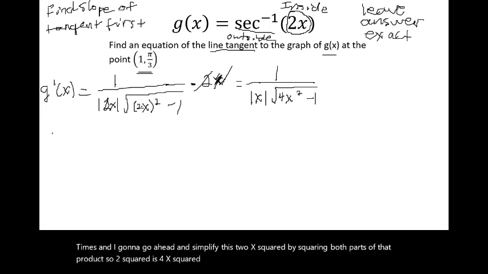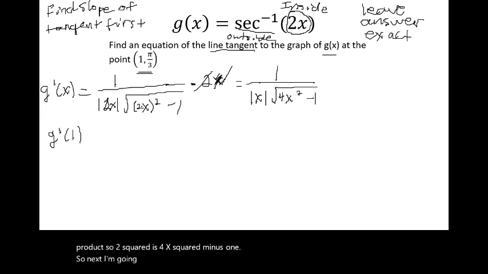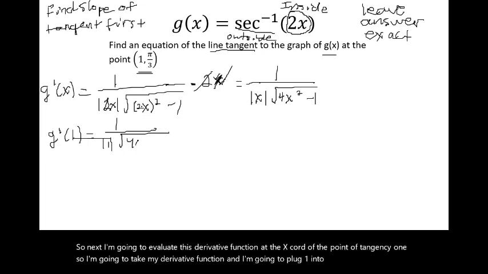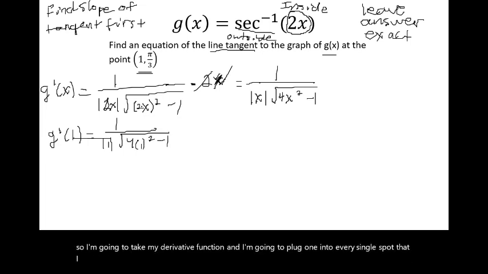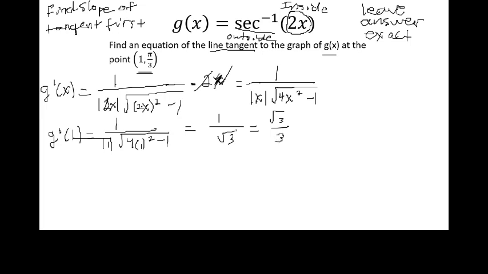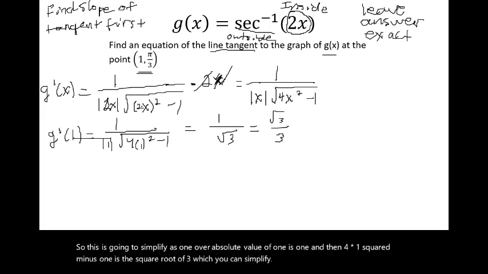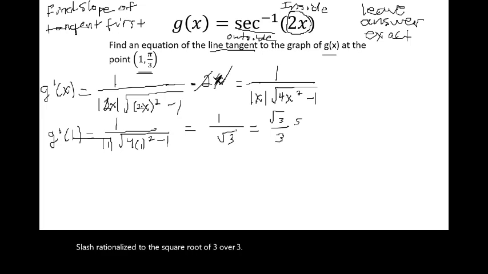So next, I'm going to evaluate this derivative function at the x-coordinate of the point of tangency, 1. So I'm going to take my derivative function, and I'm going to plug 1 into every single spot that I see an x. So this is going to simplify as 1 over absolute value of 1 is 1, and then 4 times 1 squared minus 1 is the square root of 3, which you can simplify, rationalize, to the square root of 3 over 3. So this right here is the slope of the tangent line.